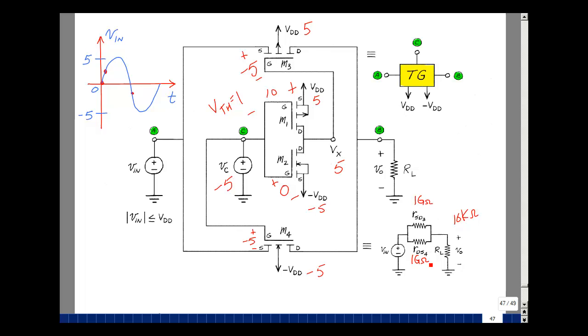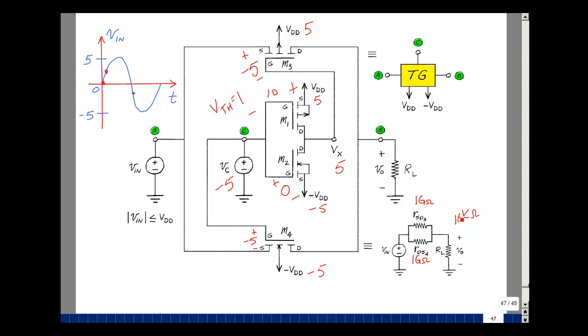Now I have a voltage divider of my input, slightly positive number, times 10K over 10K plus half a gig. It's a very, very small number. My voltage divider is close to 0. As long as this is much, much bigger than this, then we get this voltage division with a very small output. What happens now if the input were, say, 3 volts?